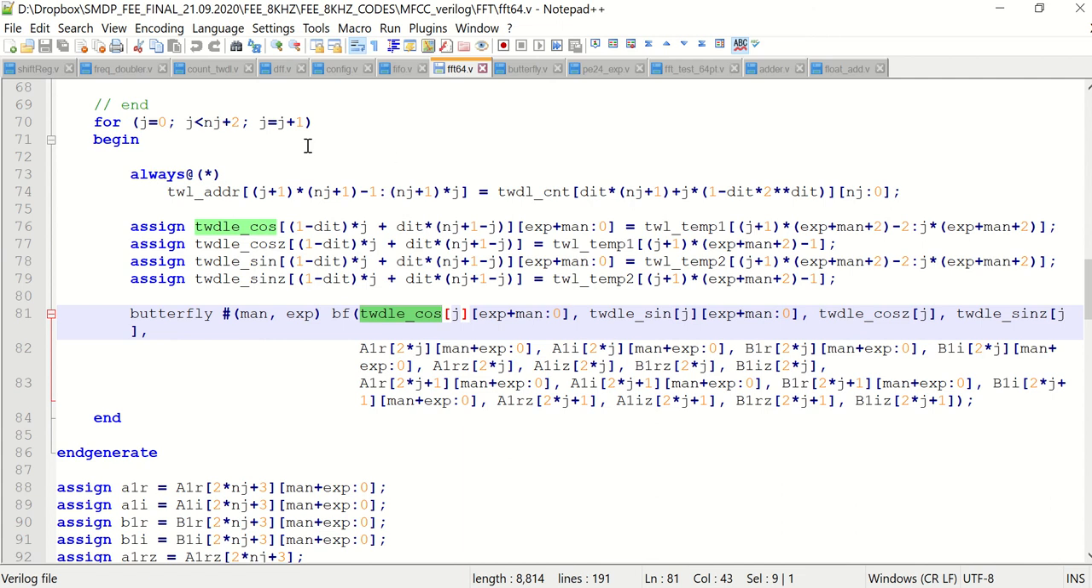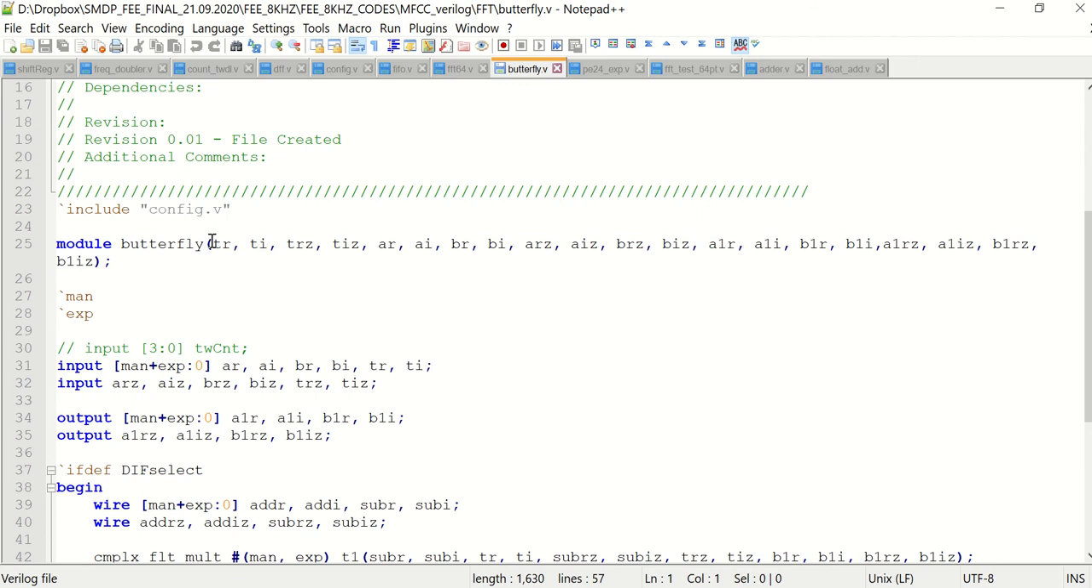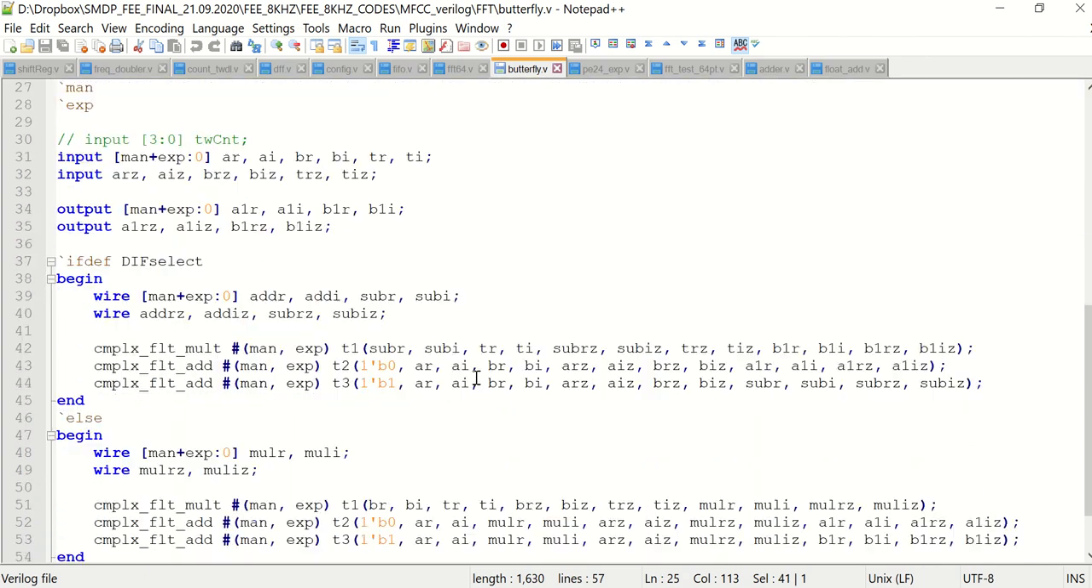Now let's see the butterfly module. Here TR is the real part of the twiddle factor, TI is the imaginary part of the twiddle factor, and these are the hidden bits. These are the actual inputs that we have seen, and these are the outputs. We have two outputs, A1 and B1, with real and imaginary parts, and their corresponding hidden bits for the mantissa.